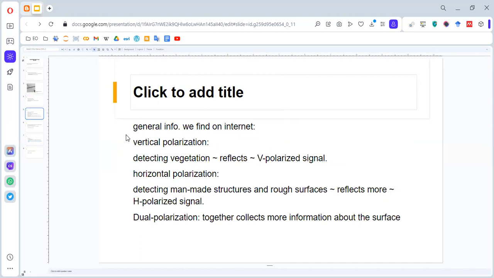So here is some general information. Vertical polarization is used for detecting vegetation, as it reflects most of the vertical polarized signal. Horizontal polarization is used in detecting man-made structures or rough surfaces, and it reflects more of the horizontal polarized signal. When these two polarizations are combined, this is helpful in collecting more information about the surface of the Earth.